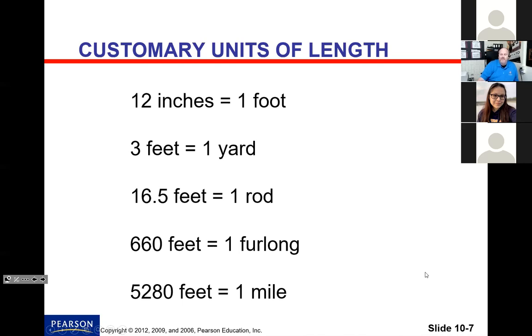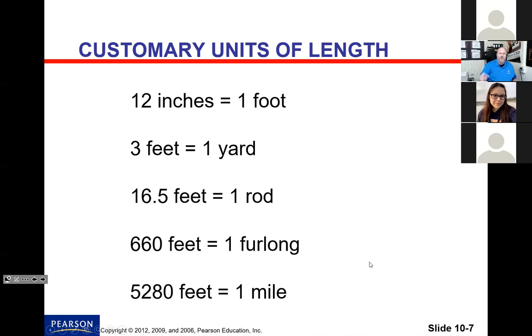5,280 feet in a mile, right? These are common conversions, right? Now, do you have to memorize these? No. Are they on the formula sheet? Yes. Okay, so then we can talk about this is still within the imperial. We'll get to the metric in a sec.